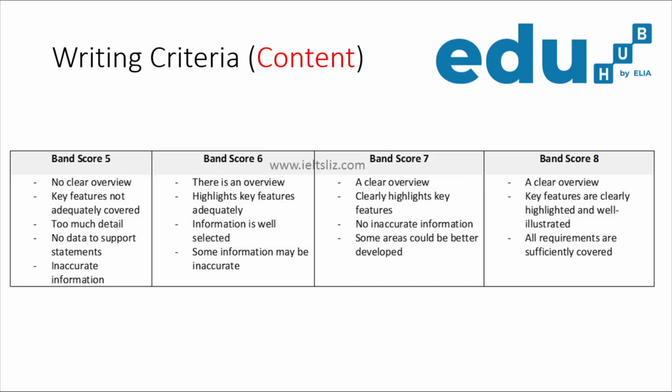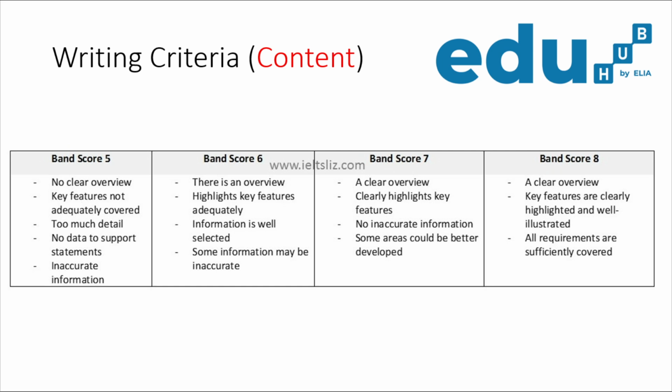To begin with, the content criterion assesses how the response fulfills the requirements set out in the task, using at least 150 words for task 1 and 250 words for task 2. The information you write should be relevant, appropriate, and on point. Both task 1 and task 2 have separate descriptors for the content. However, we won't go into details here as these will be further explained in our next courses.